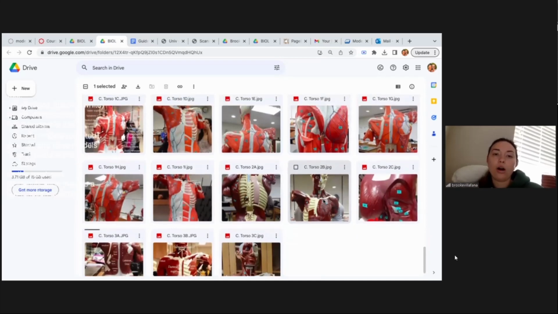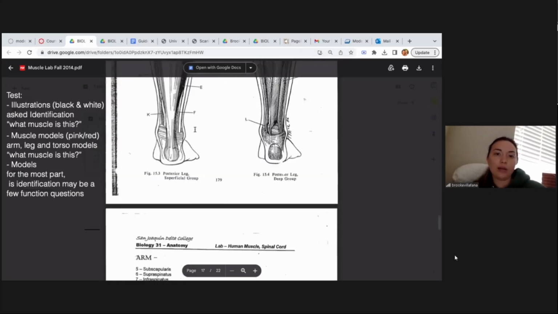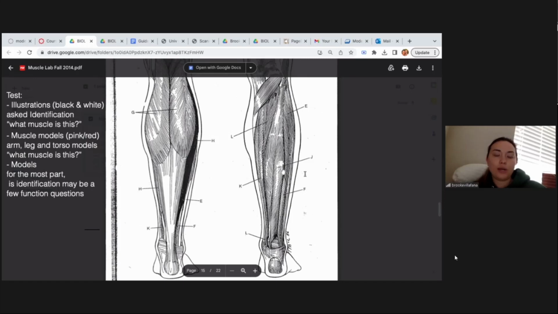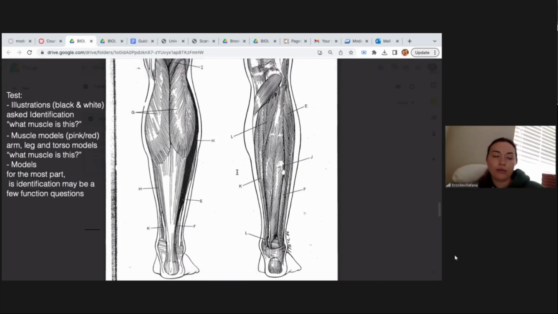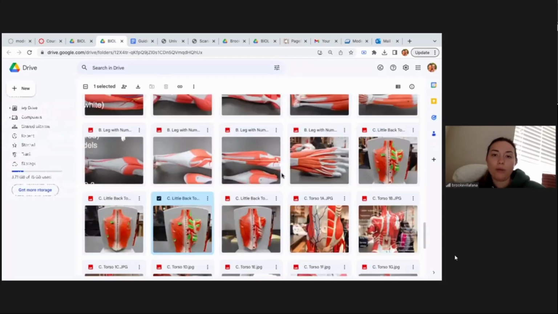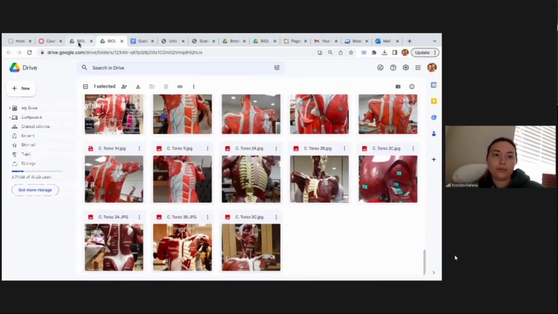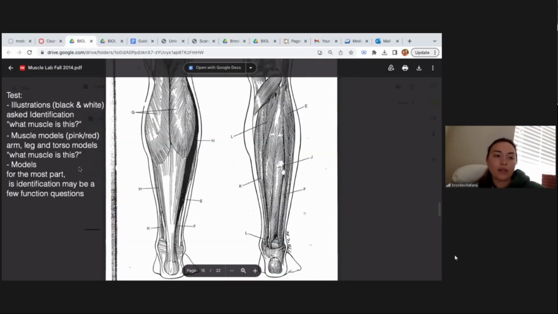So again, arm, leg, and torso. So what is on the test? Illustrations, the black and white pictures asking you to identify the muscle, will be colored in. That's the first thing. Second thing, the muscle models, which are our arm, leg, and our torso, asking what muscle is this? And the models for the most part are going to be identification. You're already familiar with kind of how that will look. You'll have a brain model, spinal cord model, etc.